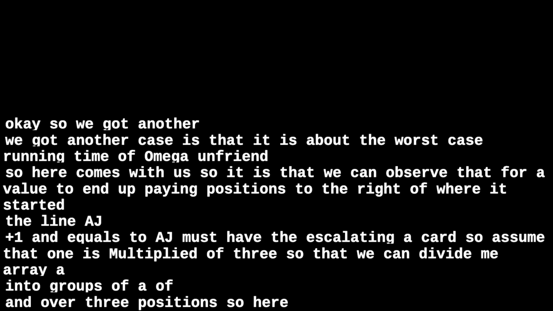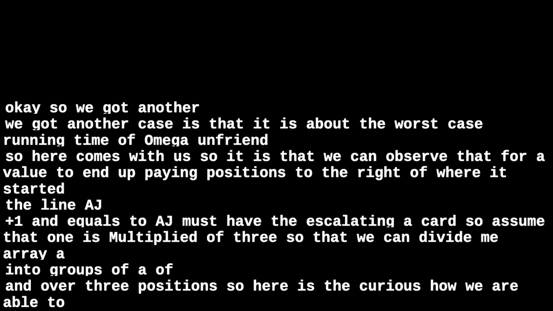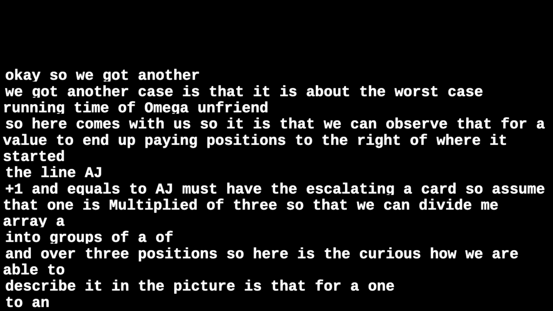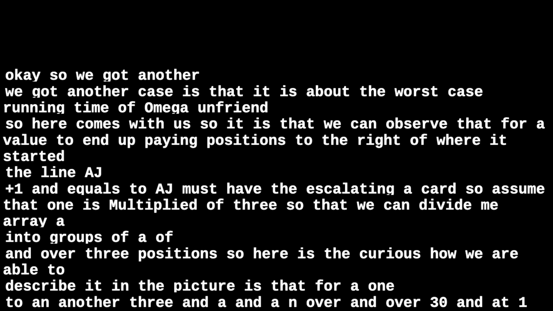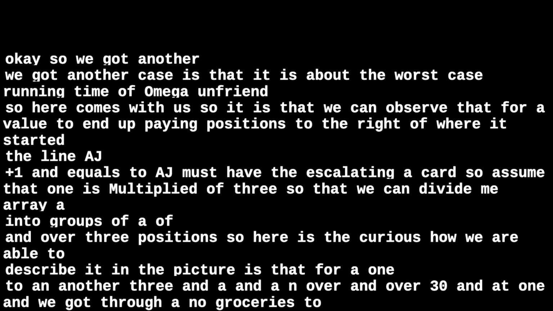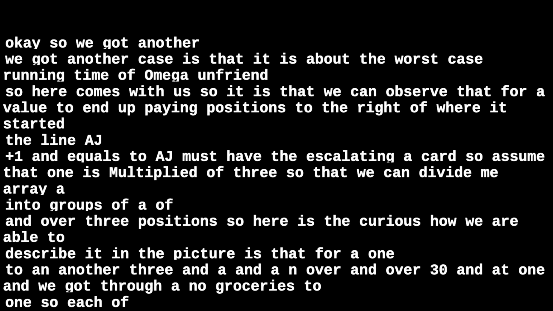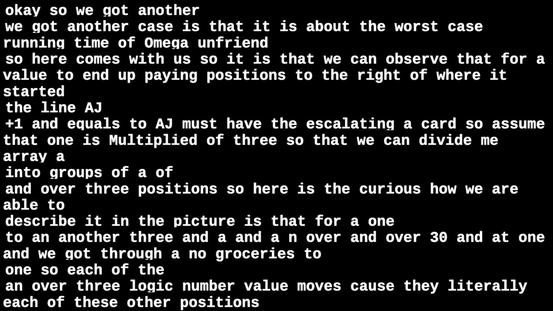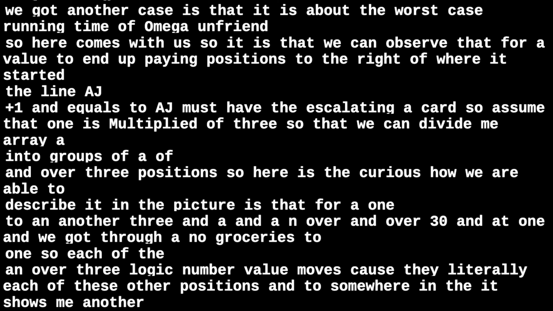So here is how we are able to describe it in the figure. For A1 to A n over 3 and A n over 3 plus 1, and we got 2n over 3 to 1. Each of the n over 3 largest values moves through each of these n over 3 positions.